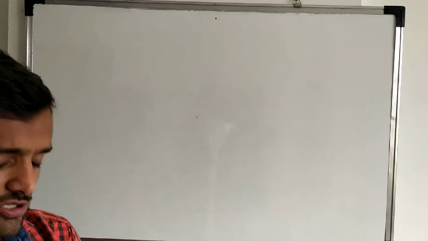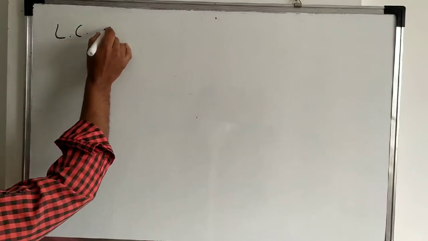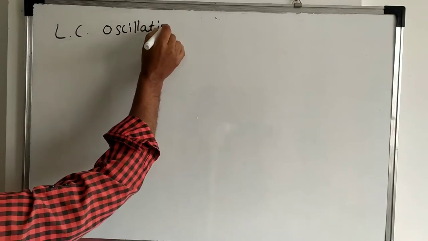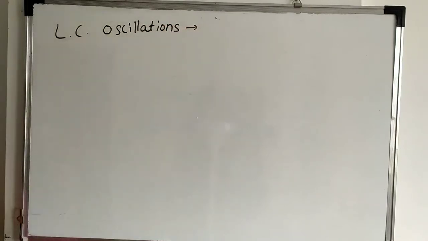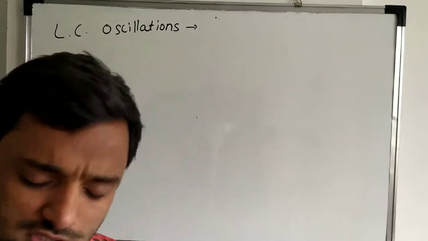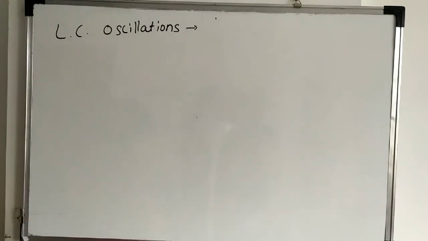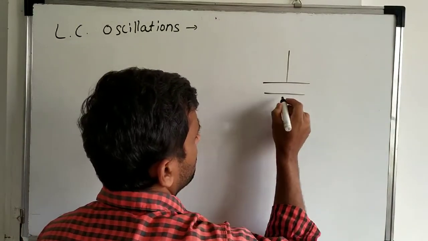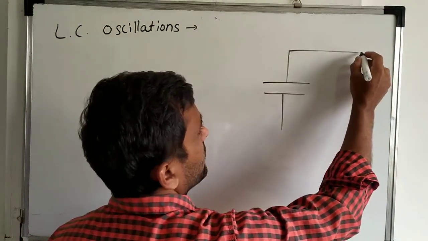Hello dear students, and in today's lecture we are going to discuss some next topics from chapter number 13, AC circuits. Now the next topic in this chapter is the LC oscillations. L means inductor, C means capacitor. How are the inductor and capacitor connected? They are connected parallel to each other.